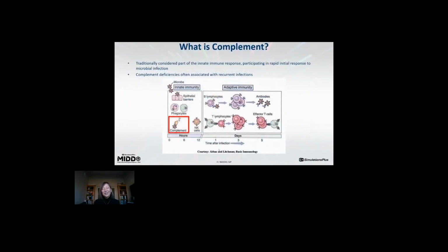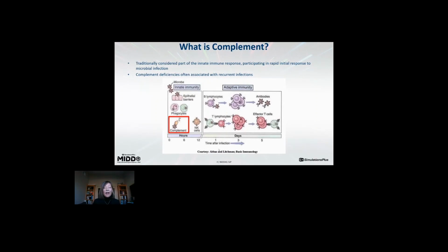What is complement? Complement is part of the immune system. It really sits in the innate immune response. And so in this graphic here at the bottom, we're looking at the scenario where you have exposure to an infection. The first bit of the immune response will be the innate immune response, which operates on the minutes to hours time frame and provides a rapid but non-specific response.